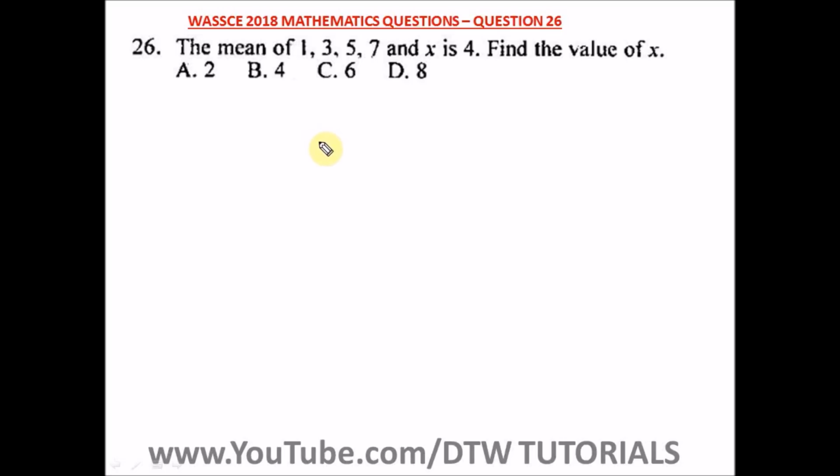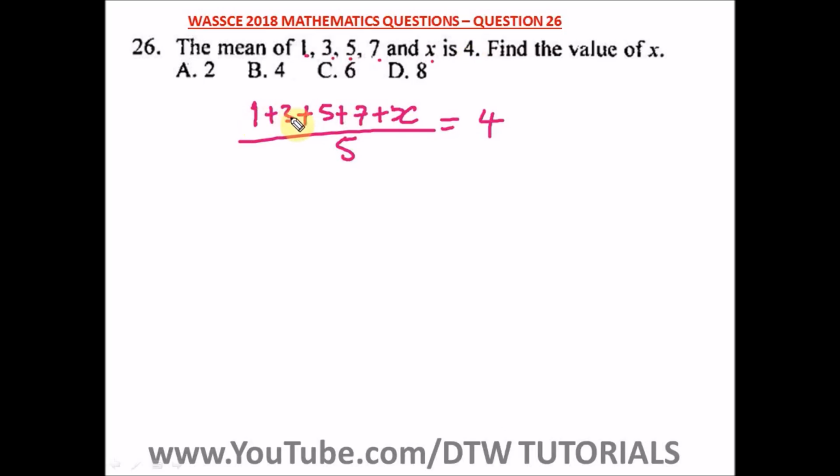Question 26 of WASSCE 2018 Mathematics Past Question. That's your WAEC 2018. It says the mean of 1, 3, 4, 3, 5, 7 and x is 4. Find the value of x. I hope you remember the formula to find mean. We just have it as the average, which is the sum. So we have 1 plus 3 plus 5 plus 7 plus x divided by how many values do we have here? 1, 2, 3, 4, 5. Divided by 5 is equal to 4. According to our question, 4 is the mean.